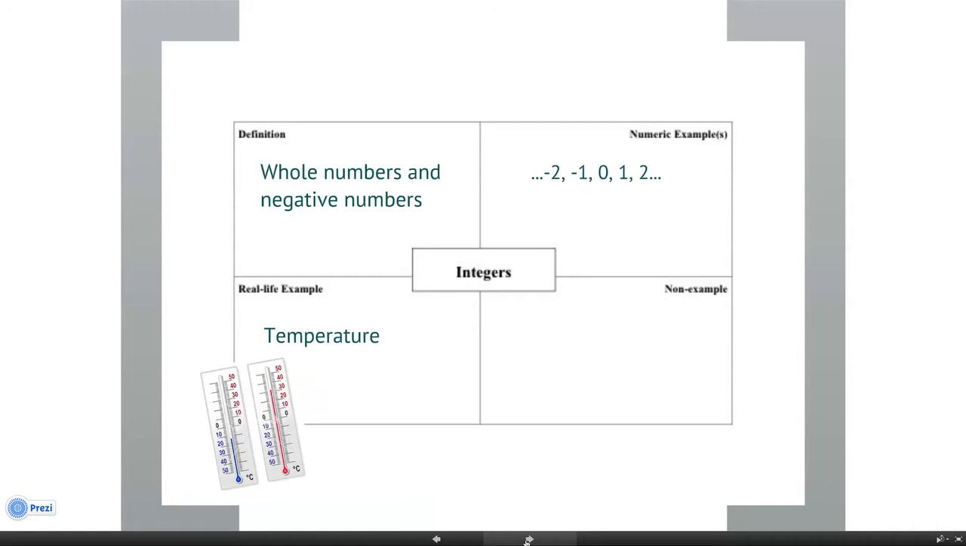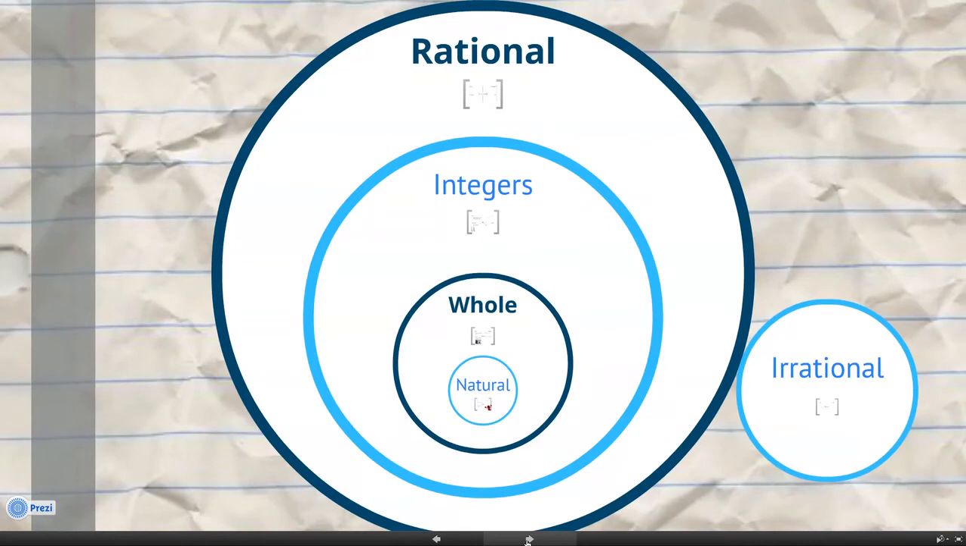And what about a non-example? Something that is not a negative or positive whole number. It might be, yeah, like -3/4, because that one is a fraction. Fractions are not integers. Fractions come into the next group, which is rational numbers.